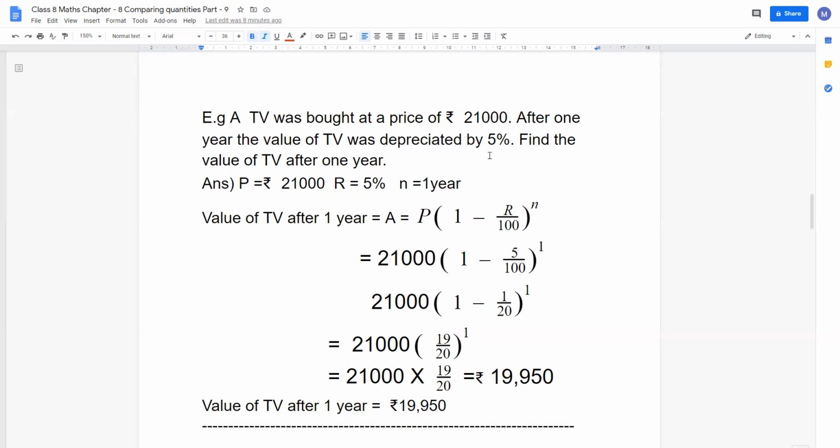We can do this question by another method also. The cost of the TV was 21,000. Now we have to find the decrease in price, that is 5% of 21,000, and that value we get, we have to subtract from 21,000 as we have done in the second exercise. Then you will get the value of the TV after 1 year. Same answer you will get. We can do any method. Both the methods are correct. You will get marks for both methods.